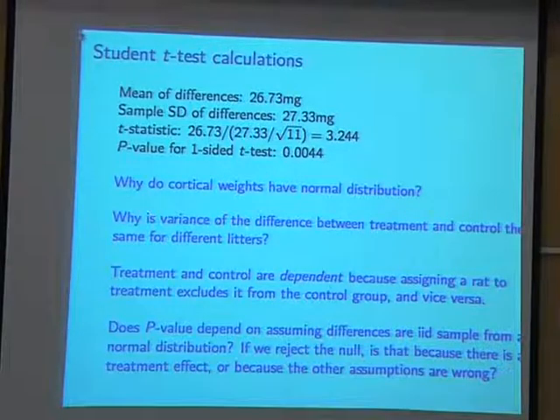But let's just think about this. The assumption that cortical weights have a normal distribution, why would that be? It's not clear at all. And why the variance of the differences between treated and control would be the same for different litters, it's not clear.